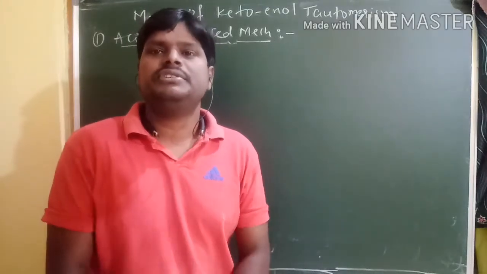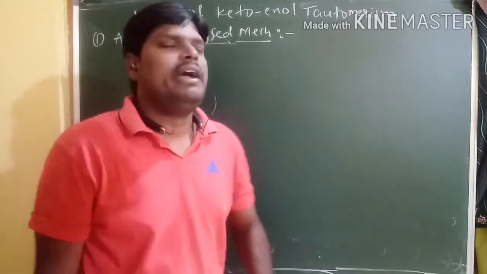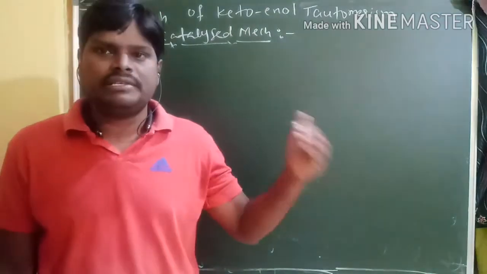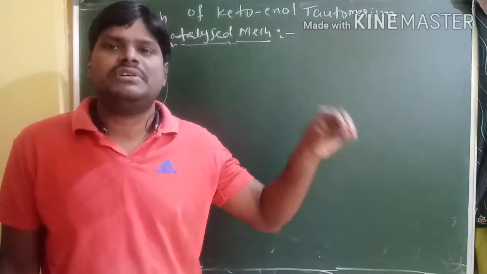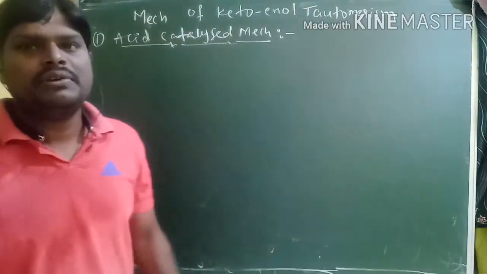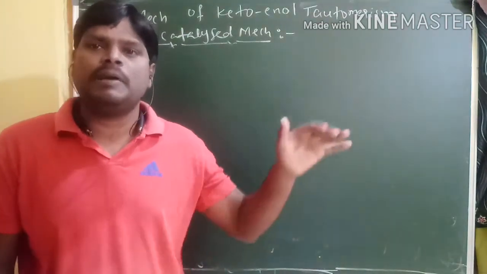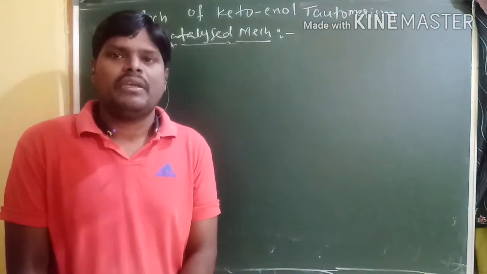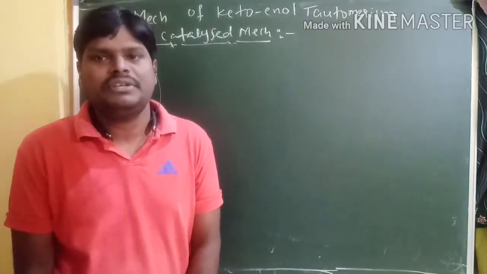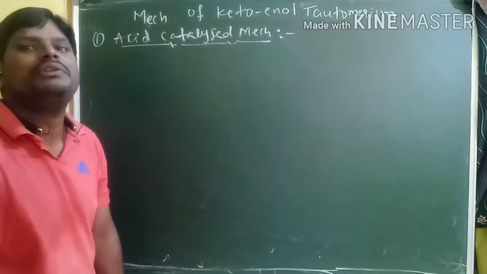Hello students, this is the continuation of Tautomerism part 4, and now I am going to explain the mechanism of keto-enol tautomerism, and also I will discuss important questions on tautomerism. Generally, keto-enol tautomerism is involved under two types of catalyst: one is acid catalyst and another one is base catalyst. Now I am going to give the mechanism of acid catalyzed keto-enol tautomerism.